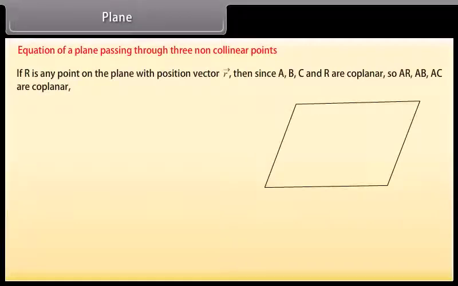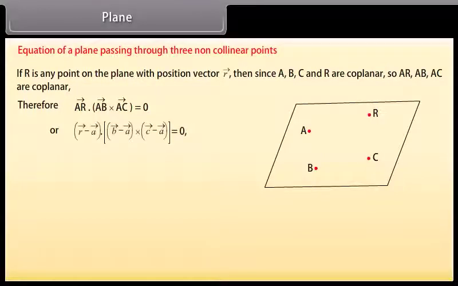If R is any point on the plane with position vector r, then since A, B, C, and R are coplanar, so AR, AB, AC are coplanar. Therefore, dot product of vector AR and cross product of vector AB and vector AC equals 0. Or dot product of vector R minus vector A and cross product of vector B minus vector A and vector C minus vector A equals 0.